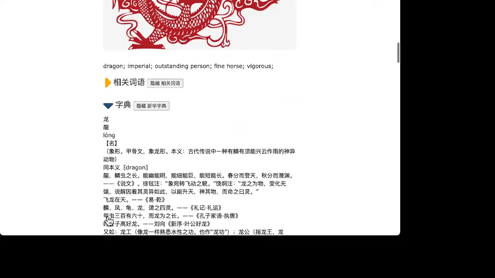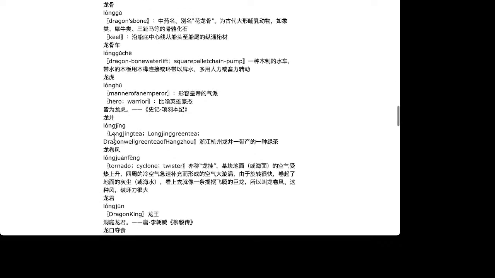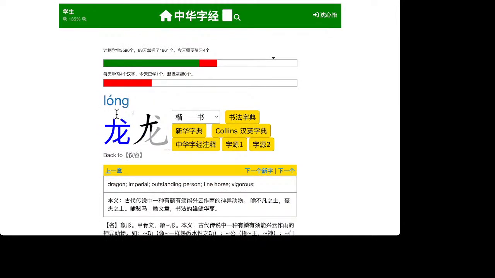Now, long is also used to refer to imperial things, like imperial robes or imperial vessels, the palace, the emperor's manor, all kinds of things like that. Or also used for an outstanding person, or a vigorous spirit, or a fine horse. So all these traits that dragons represent in Chinese folklore: honorable, valorous, vigorous, outstanding, fine, those kinds of things.